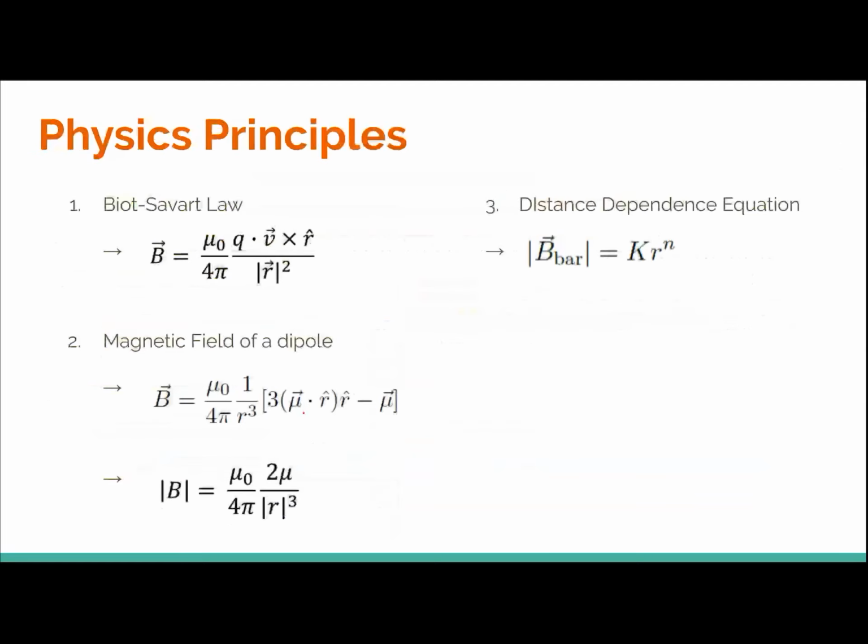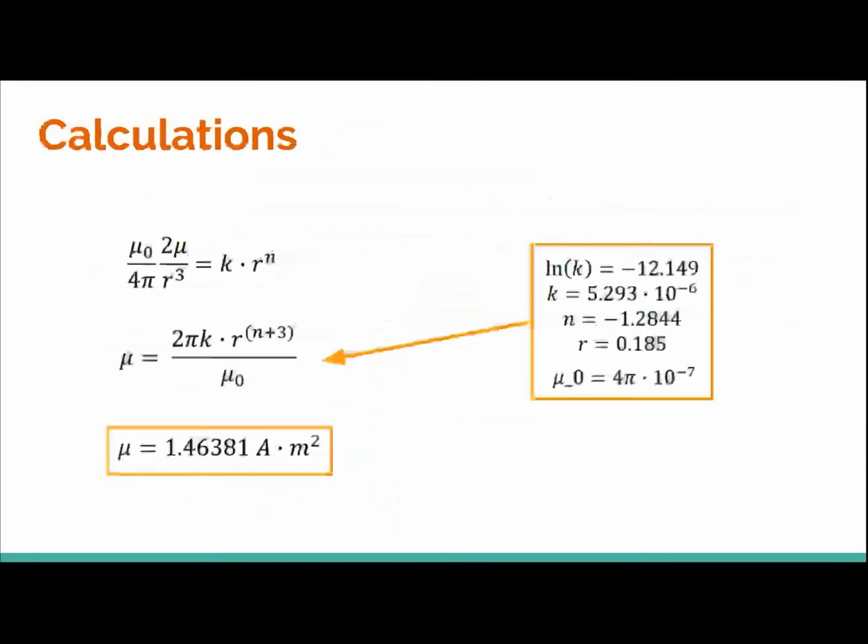The principles used in this lab are the Biot-Savart law, the equation for the magnetic field of a dipole, and the distance dependence equation. The second equation of the magnetic field of a dipole is for an axial magnetic dipole. If I set the magnetic field of a dipole equation equal to the distance-dependent equation, I get the first equation shown above. If I solve the equation for mu by plugging in the k, n, r, and mu naught values on the right, I get mu equals 1.46 amperes times meter square.